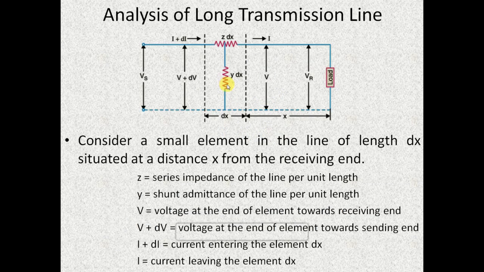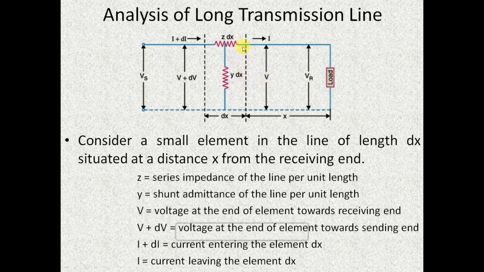Next, in order to obtain the relation for dI, we will assume that this shunt element branch is being placed at the right side of the impedance branch. Before, while writing the relation for dV, we considered this shunt element branch to be placed at the left side of the impedance branch, but now we are going to write the relation for dI. While writing the relation for dI, we will consider this shunt element branch to be placed at the right side of the series impedance branch. When this shunt element branch is placed here, the voltage which will be appearing across this shunt element branch will be same as that of V.